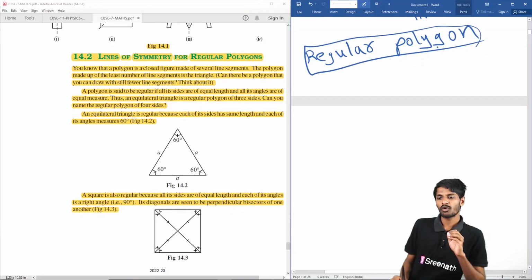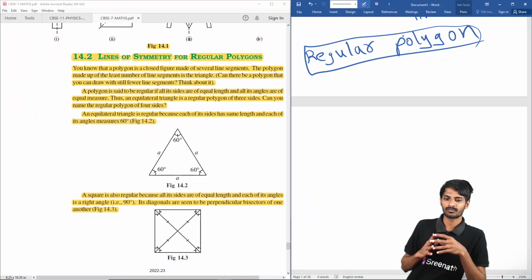So what is meant by polygon? Polygon means it must be formed with line segments and it must be closed. Then what is a regular polygon?